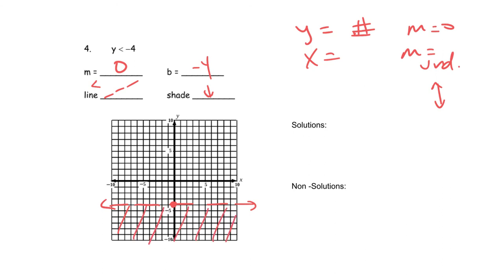So finding some solutions. Solutions are anything that are included. So the x can be anything. Let's go with 5. The y has to be less than negative 4. So let's go with (5, negative 12) and (negative 3, negative 7). For my non-solutions, x can be anything, 2, and then the y value has to be greater than negative 4. So (2, 8) and (negative 3, negative 3).